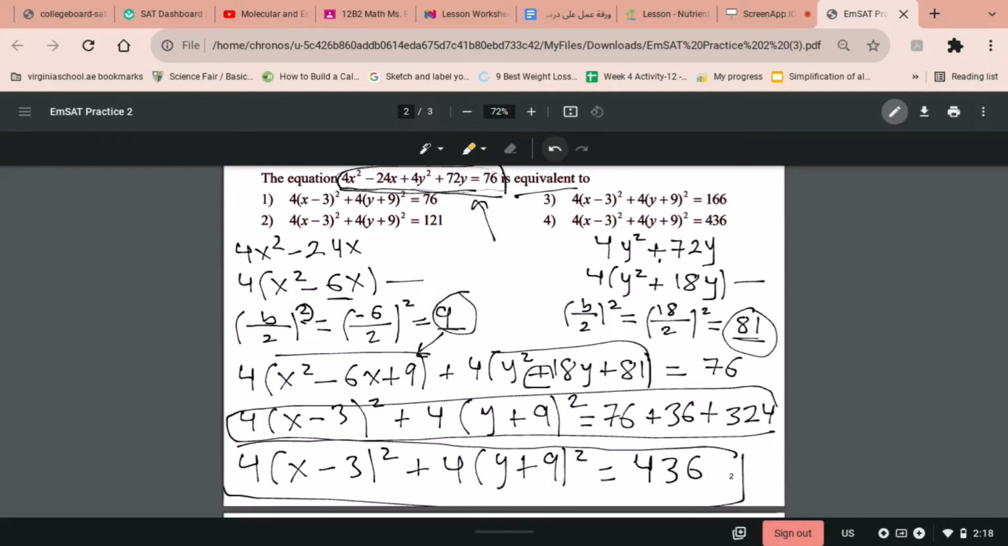We look back at the four choices. The last one, the same square form equal to 436, is right. I know this topic is not easy. My advice to you is to repeat this video again and again and try to solve this question the same as I did.